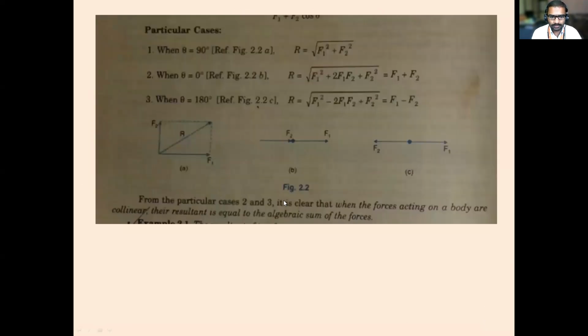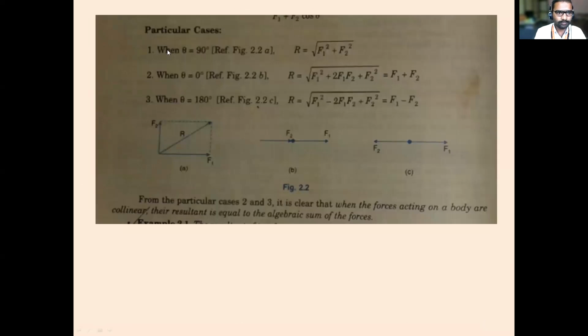See, what is our resultant? F1 square plus 2 times F1 F2 cos theta plus F2 square. Here sin square theta plus cos square theta is equal to 1. Then tan alpha is equal to tan inverse of F2 sin theta divided by F1 plus F2 cos theta. Clear everyone? Yes, sir.